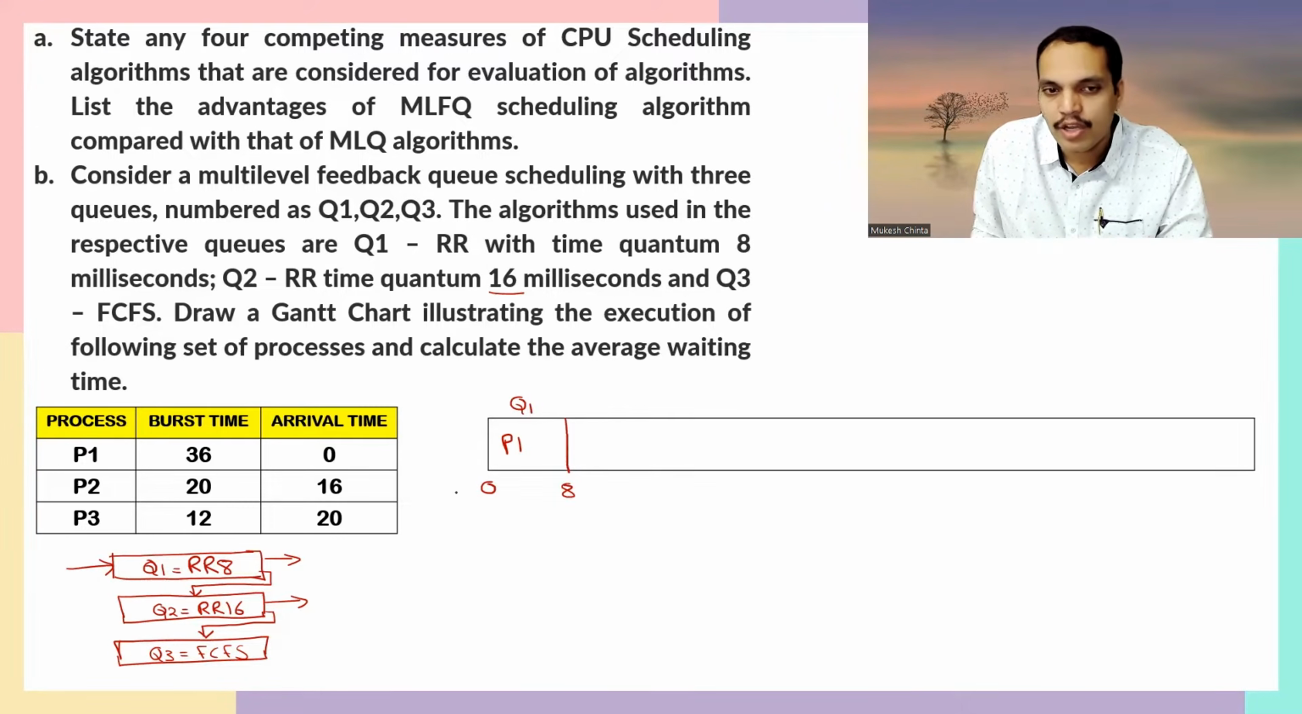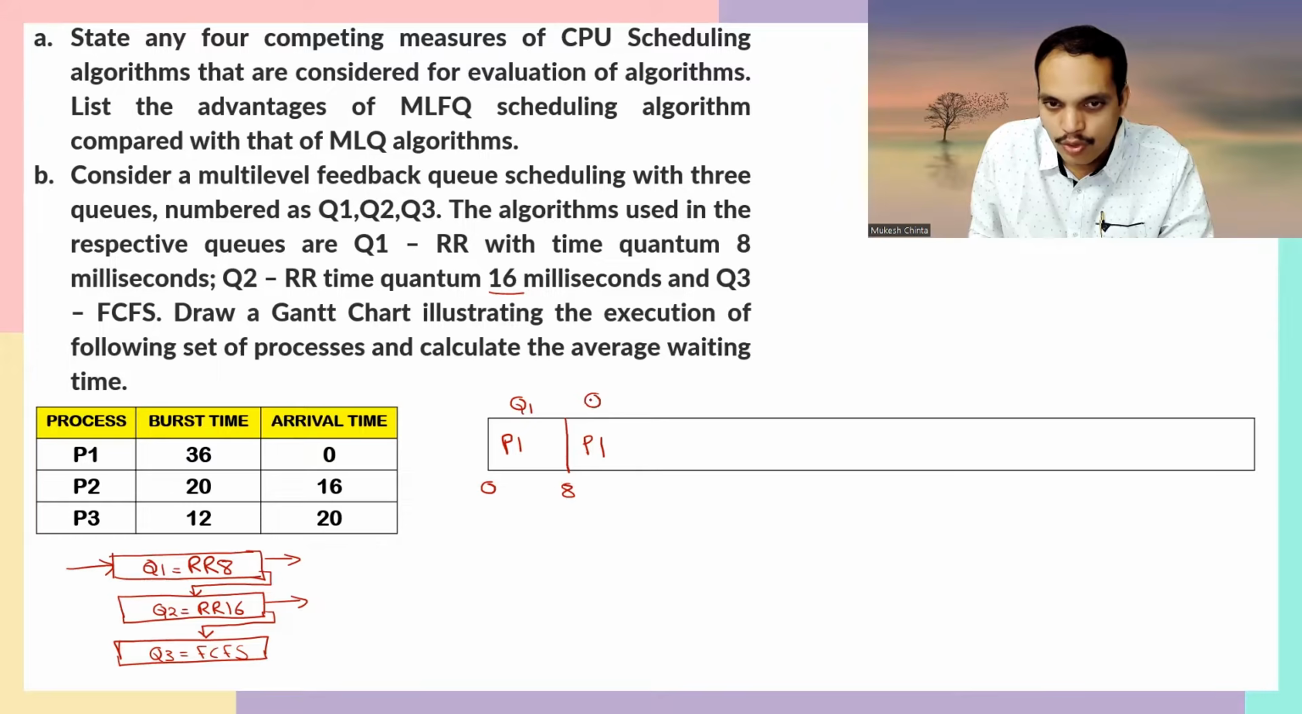At 8 milliseconds, though there is no other process, P1 is pushed down to Q2. Because there are no processes in Q1, now we can select Q2 for execution. And once again, P1 will be the same process which will be granted the CPU, because there is nobody else. There is no P2 and no P3 at time 8. This comes at 16 and this comes at 20. There is no other process at 8, so I assign the same process P1 to the CPU.